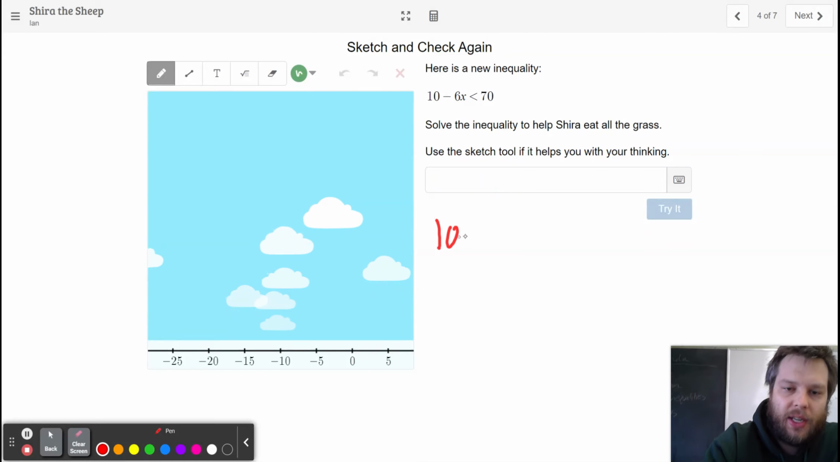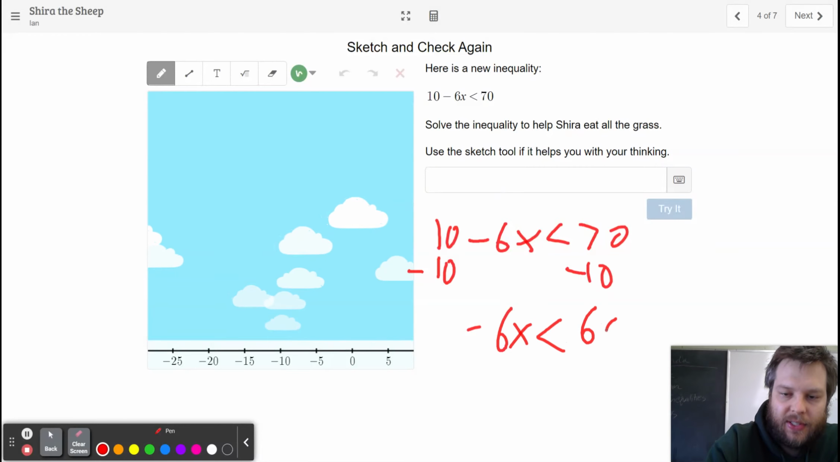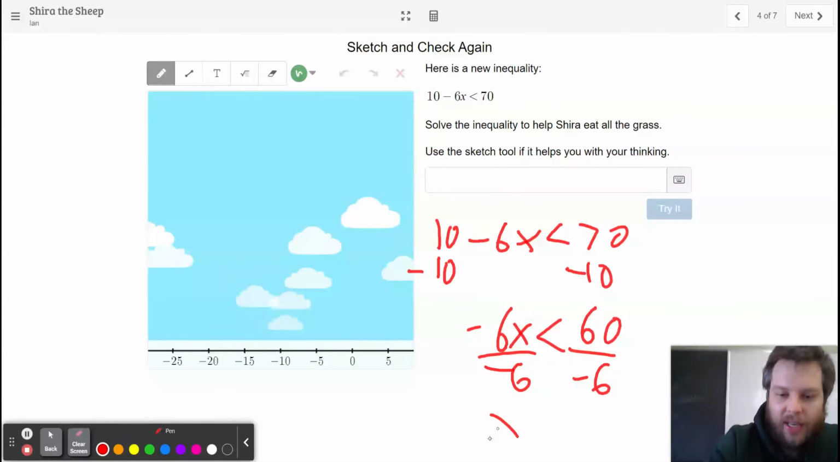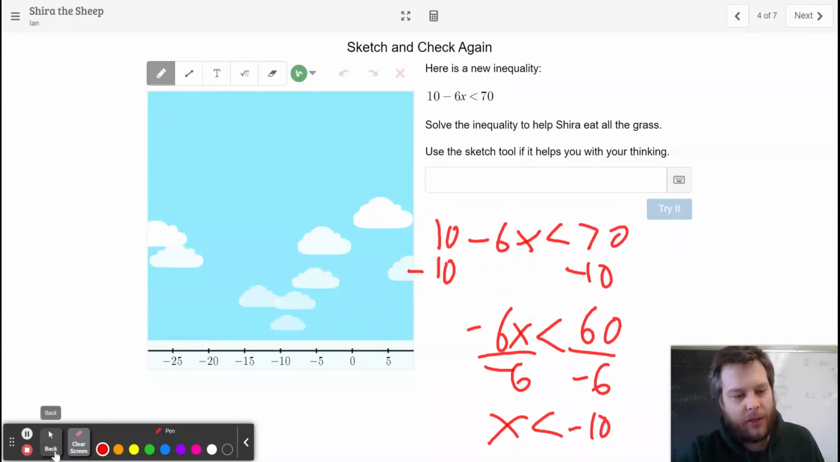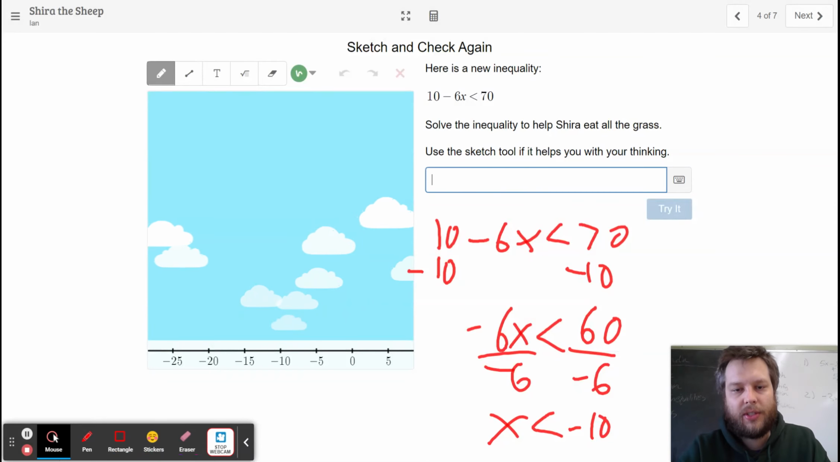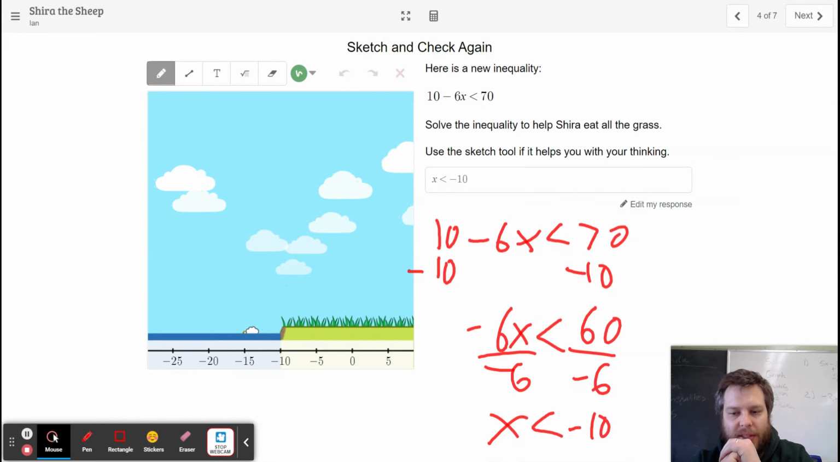Solving this inequality, I have 10 minus 6x is less than 70. Subtract 10 from both sides, so negative 6x is less than 60. Divide both sides by negative 6, and I get x is less than negative 10. So now I'm going to go and try it out, and we'll notice something. What happens? Oh dear, Shira moves exactly the wrong direction.